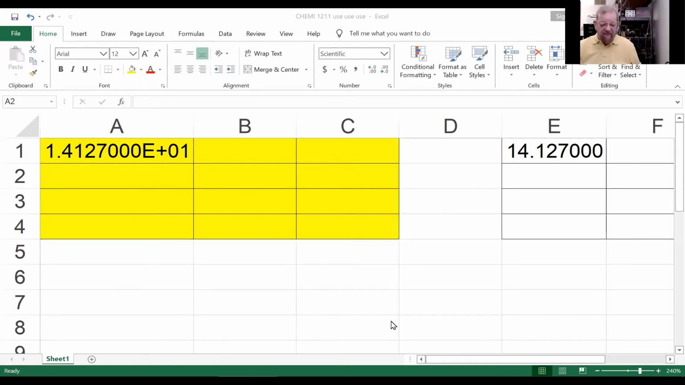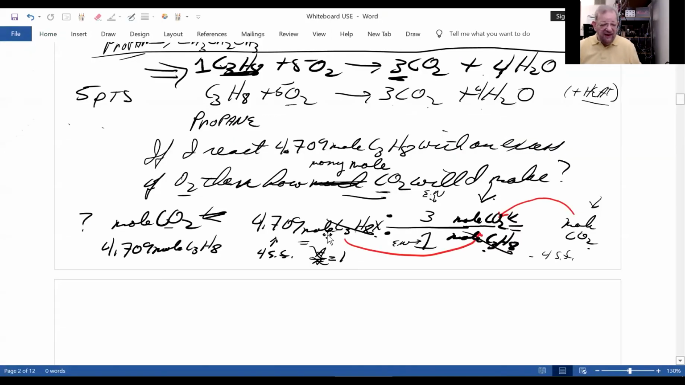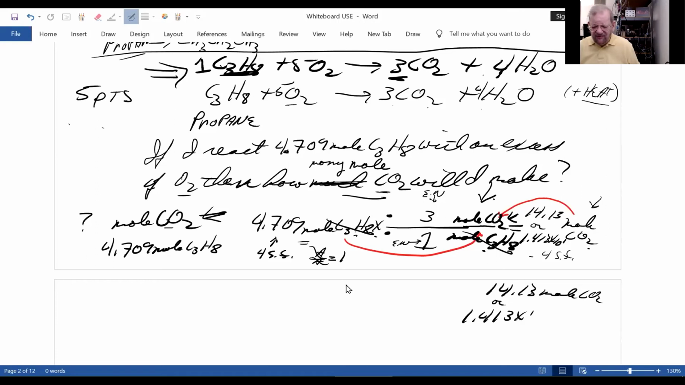And now, let's go back here. And this would be either 14.13 or 1.413 times 10 to the first. Let me rewrite it underneath. 14.13 moles CO2 or 1.413 times 10 to the first moles of CO2. And that's how you do it.